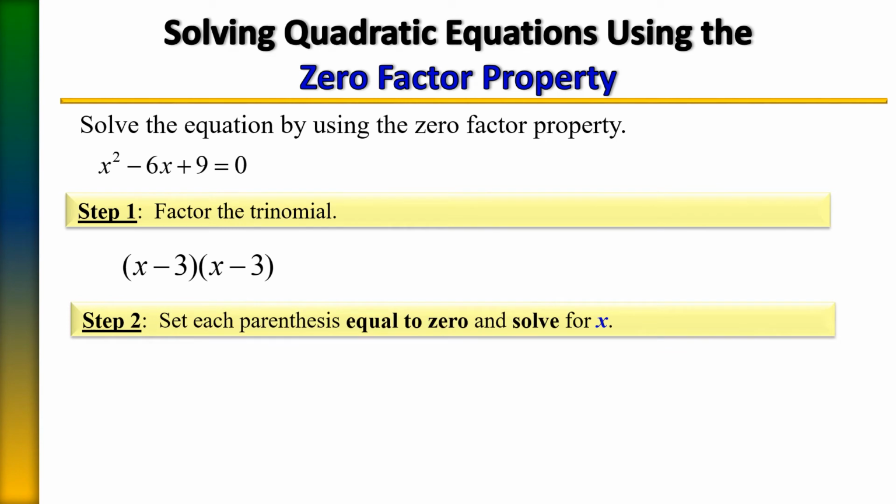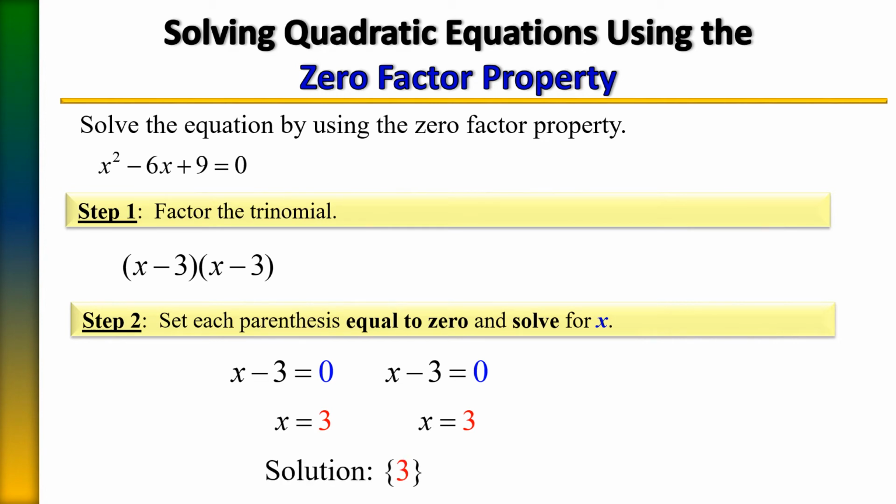So next we want to take them and solve for x. Now it doesn't matter if you take both of them and set them equal to 0 and solve for x. For both of them, you're going to have to wind up adding 3 to each side. And what you get for your solution is 3. So in this case, we only had one solution.